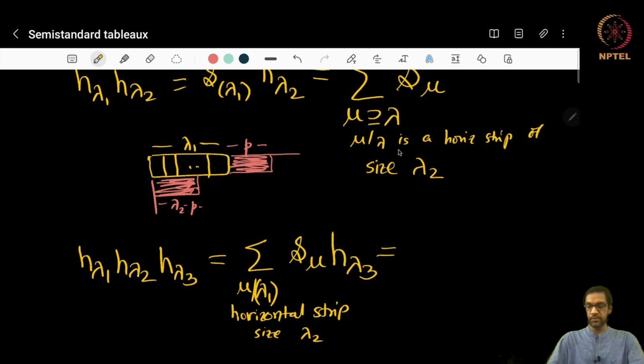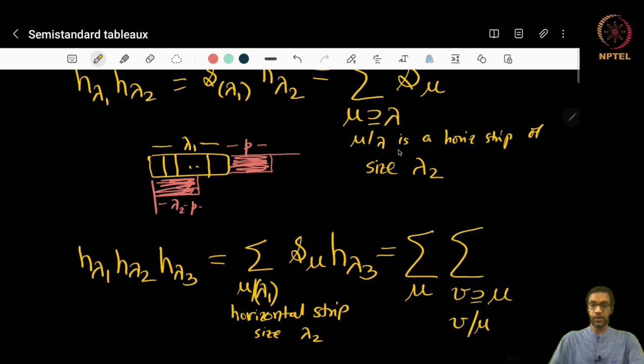That will become now a double summation, right? So it's already a sum over mu, and for each mu, this is going to become a sum over partitions nu, which contain mu, and for which nu minus mu is a horizontal strip. So this has to be a horizontal strip of size lambda 3, of s nus and so on.